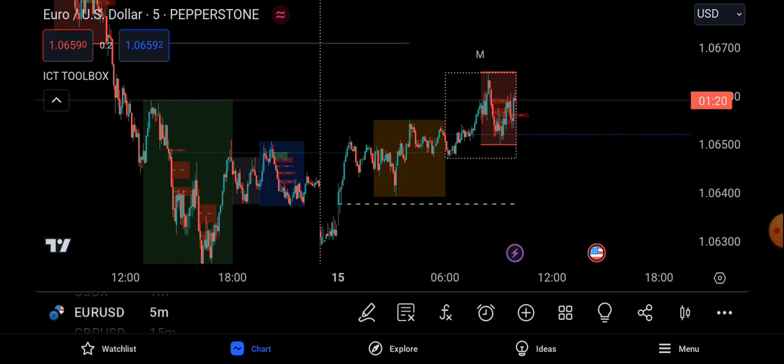Fair value gaps are more of something that you could use for entries. That's why I put it there. Then I did briefly touch on order blocks as well, because you can use order blocks for entries, but the way that I use them is just to know if they will cause interference with my trading plan. And if there is a possibility for interference, then I will default to using either an order block or a breaker block, depending on where it is.